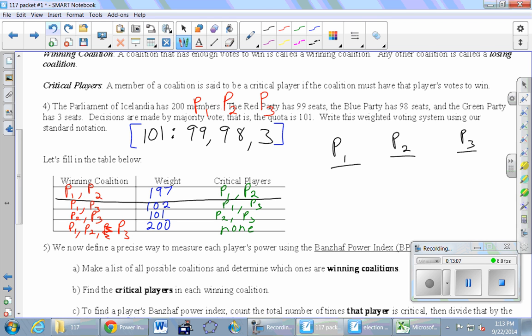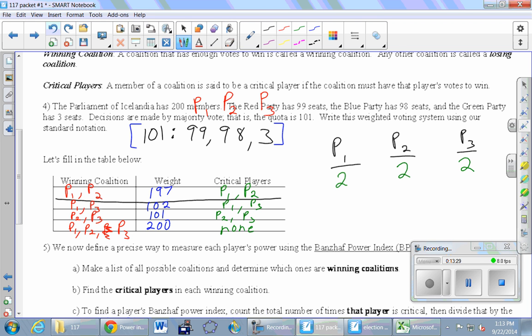Okay, so just like before, we're going to do our tallies. And we've already answered this question, but how many times is P1 critical? Twice there. P2 also twice. P3 also twice. Sometimes on tests, people stop there. Those people lose points. What do we do after we have the numbers there?